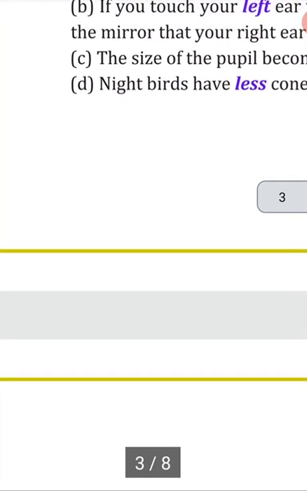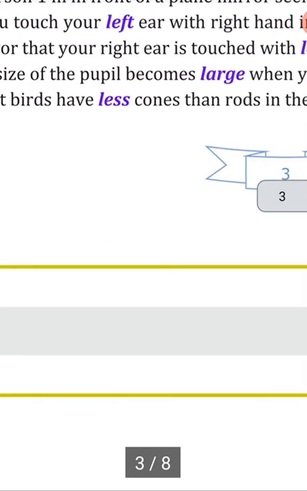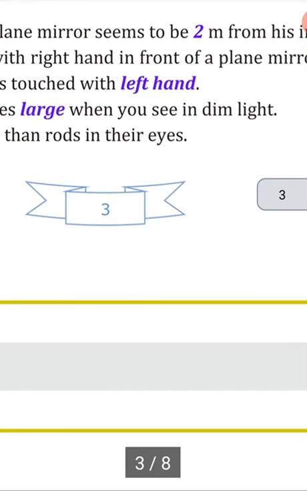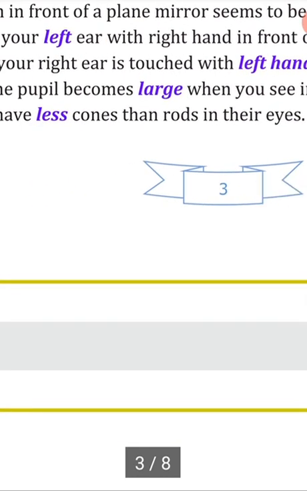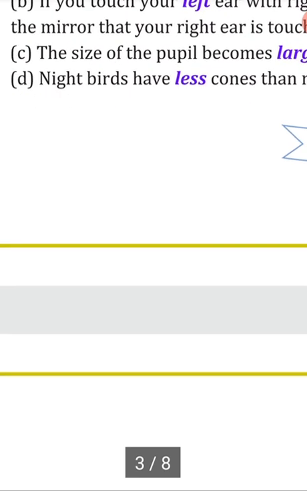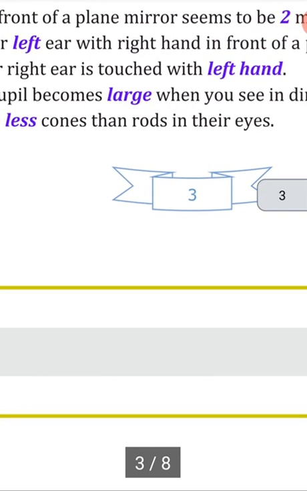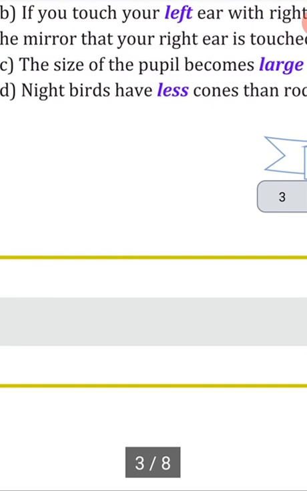The next part C: the size of the pupil becomes dash dash when you see in dim light. If we see in dim light, the pupil of our eyes becomes larger. So the answer is large. Part D: night birds have dash dash cones than rods in their eyes. Here the answer is less cones.